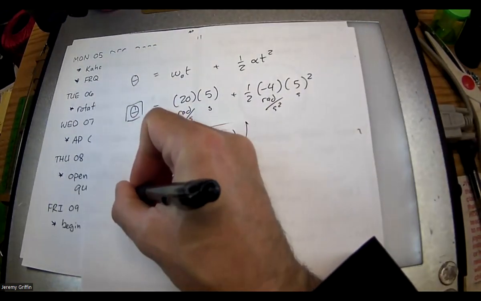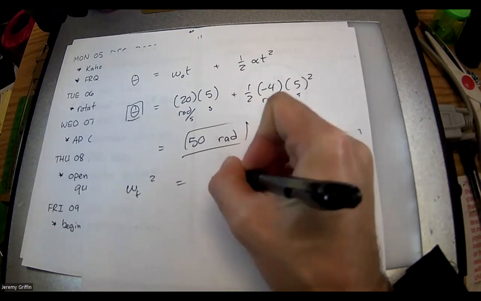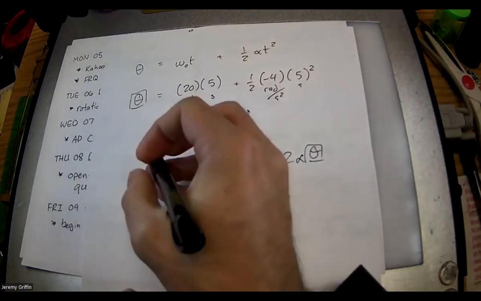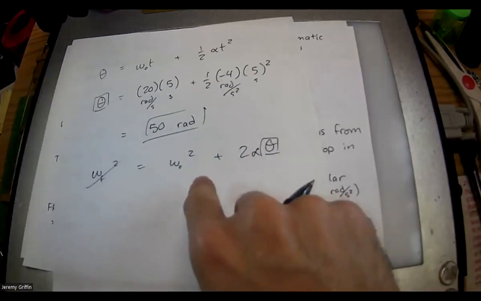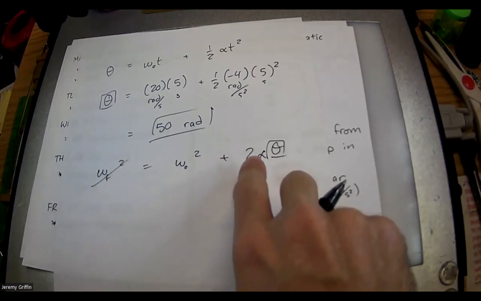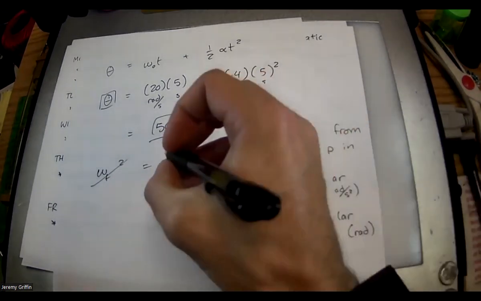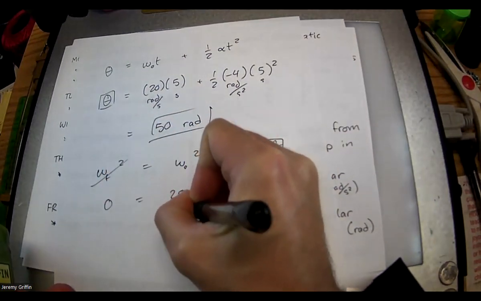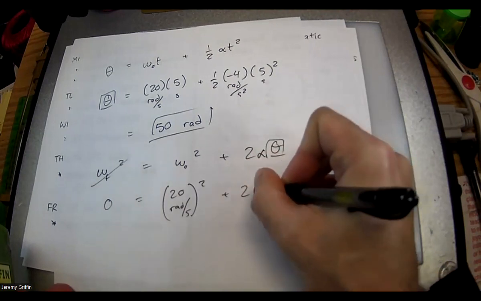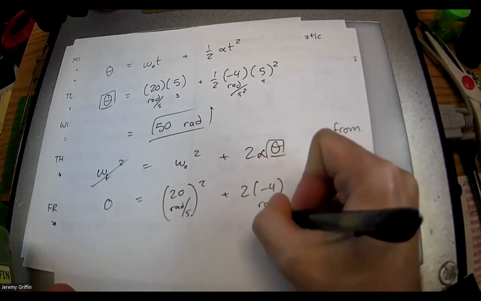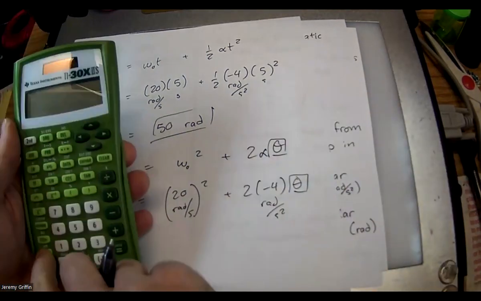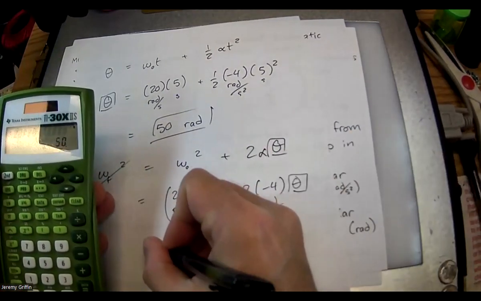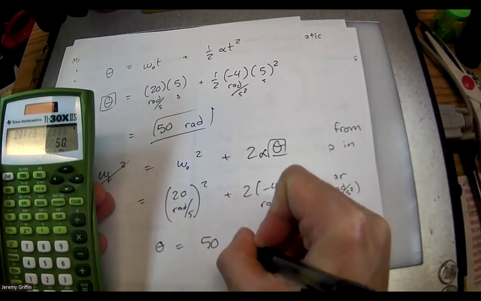Or you could use omega final squared equals omega initial squared plus 2 alpha theta. You could have done that too. If this is 0, this is 20, 20 squared is 400. So 0 equals 20 radians per second squared plus 2 times -4 radians per second squared times theta. Okay, so 20 squared, subtract that over, divide by -8. Yep, same thing. Theta is still equal to 50 radians.